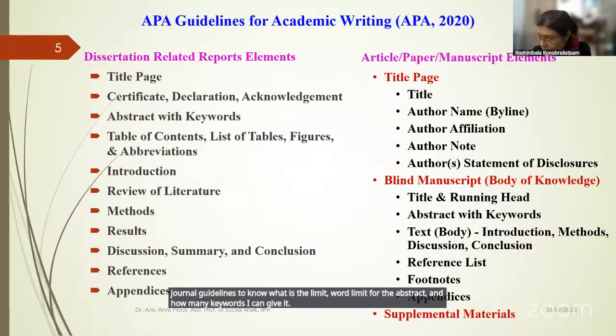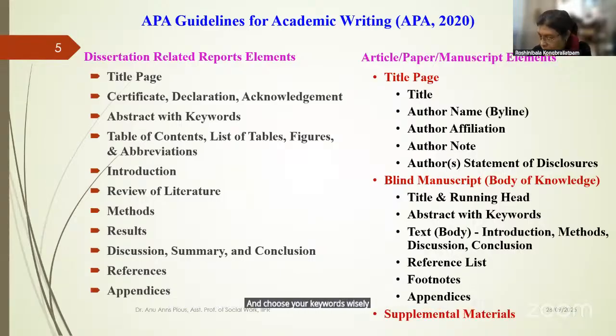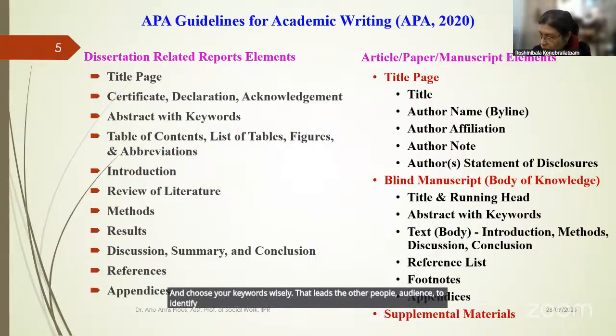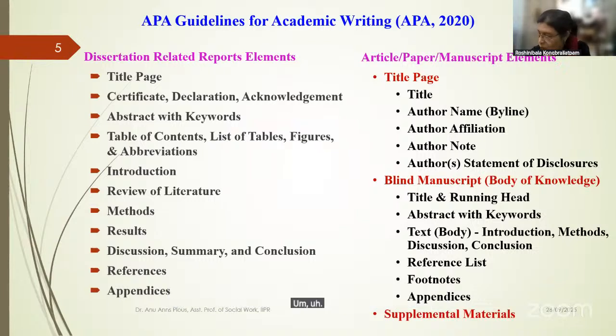And choose your keywords wisely. That helps other people, the audience, to identify your article easily. So you have to give the most important and evident keywords related to your topic along with the abstract.